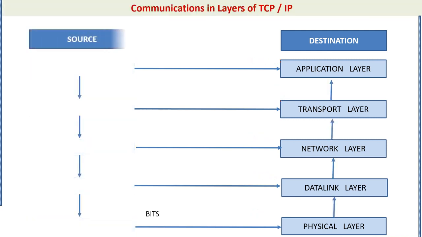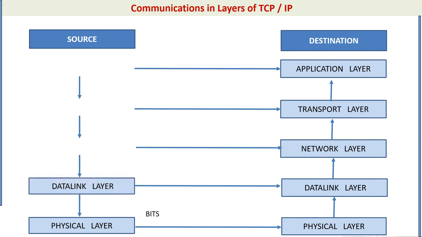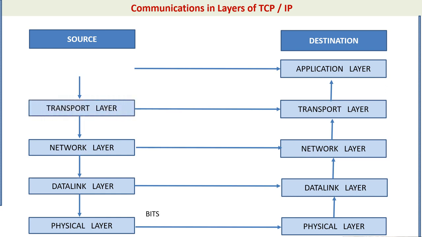If you take the communication between the layers of TCP/IP, diagrammatically we are representing the physical layer to physical layer, that is the source physical layer to the destination physical layer. Likewise, the source data link layer to data link layer, network layer to network layer, transport layer to transport layer, and application to application layer of the destination. But the actual communication is taking place differently.